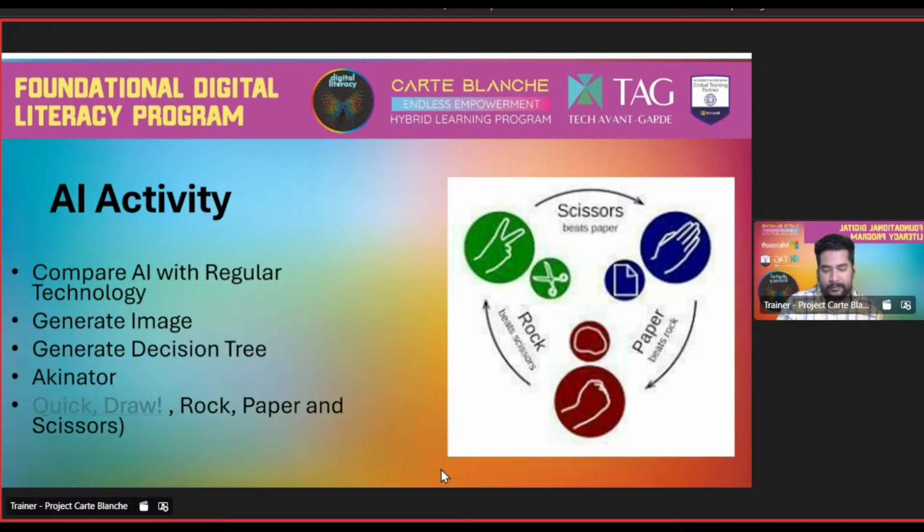So there are multiple AIs that have been trained on different games. For example, if I wanted to play games like Akinator or something, can we play the Akinator game? Can I guess something?